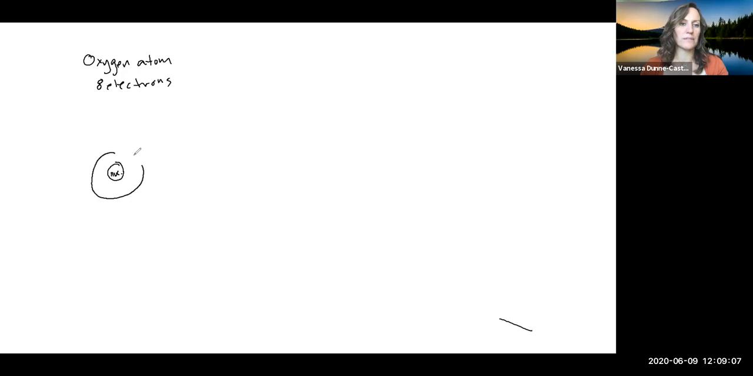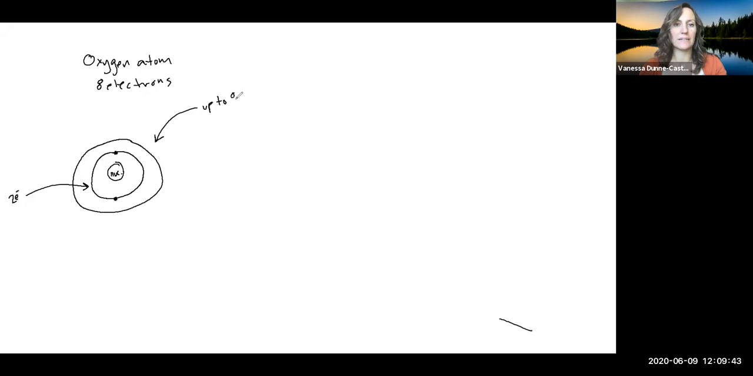Now, the first orbital here can carry up to 2 electrons. Oxygen has 8, so we know that 2 of those electrons will go here in the first electron orbital around the nucleus. The next orbital and all subsequent, actually not entirely true, but for our understanding, we'll keep it at that. The next orbital and all subsequent orbitals can contain up to 8 electrons.